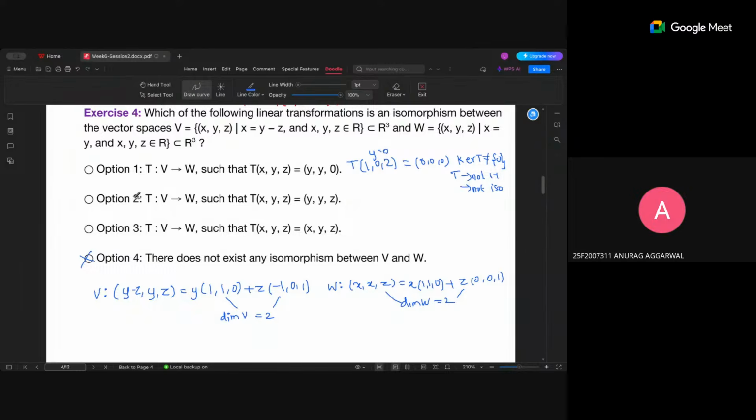Ma'am, how is the kernel non-zero? I forgot what the kernel is. The kernel is the set of all vectors in V such that T(v) equals 0. Now I have found a vector v such that T(v) equals 0 and this v is non-zero. Ma'am, how is v non-zero? Obviously you have non-zero entries in this vector, right? v is non-zero. Yeah, this is your v.